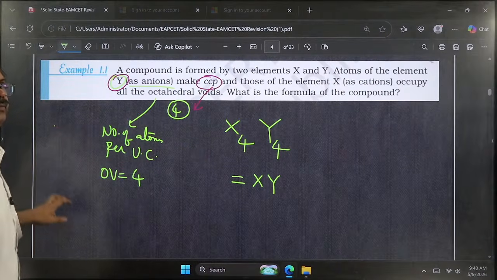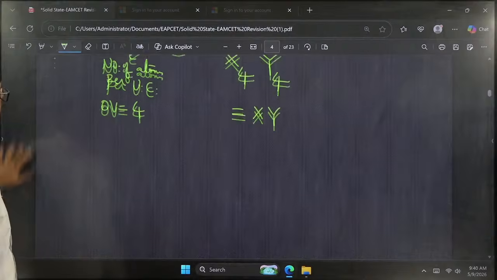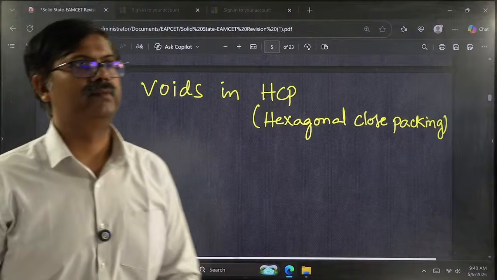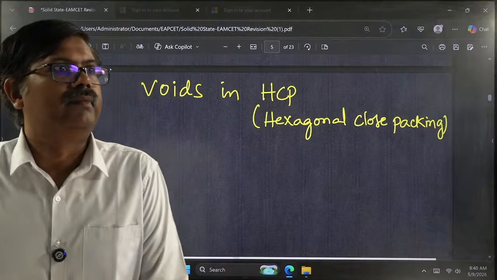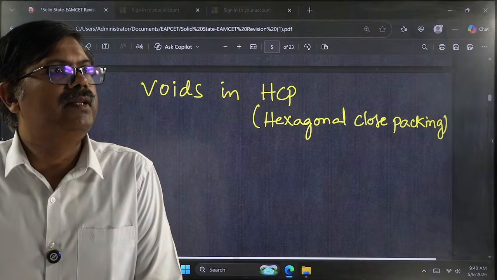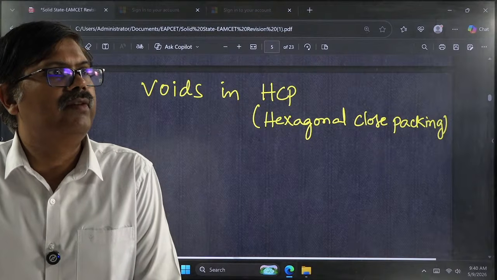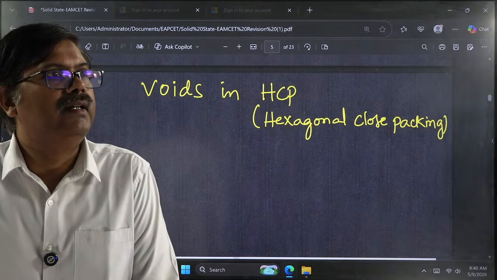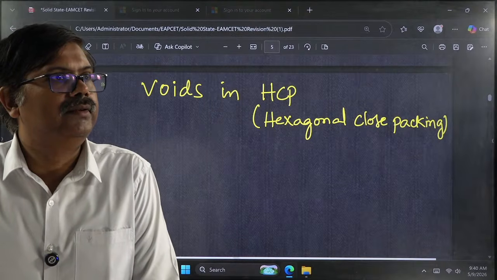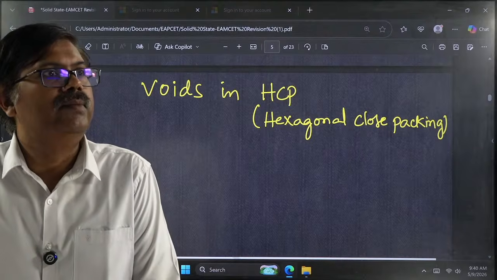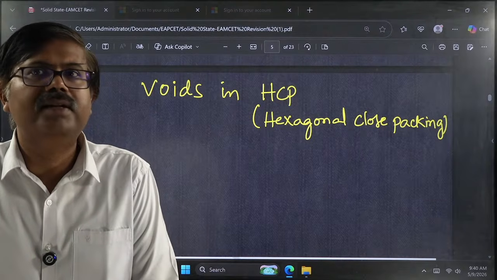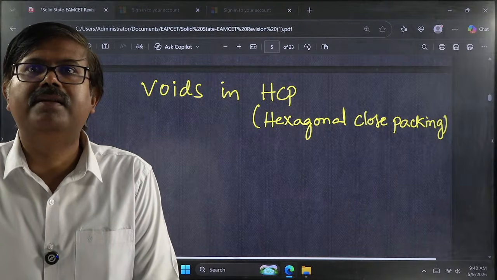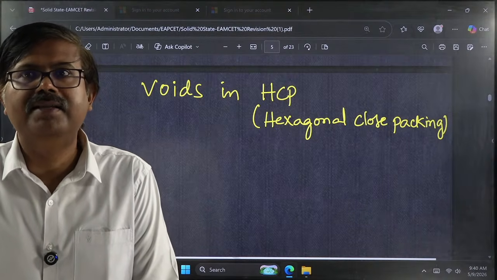Next. I'm seeing some questions here. What is the coordination number of FCC or CCP structure? There will be 12. BCC has coordination number 8, simple cubic has 6, and FCC has 12.